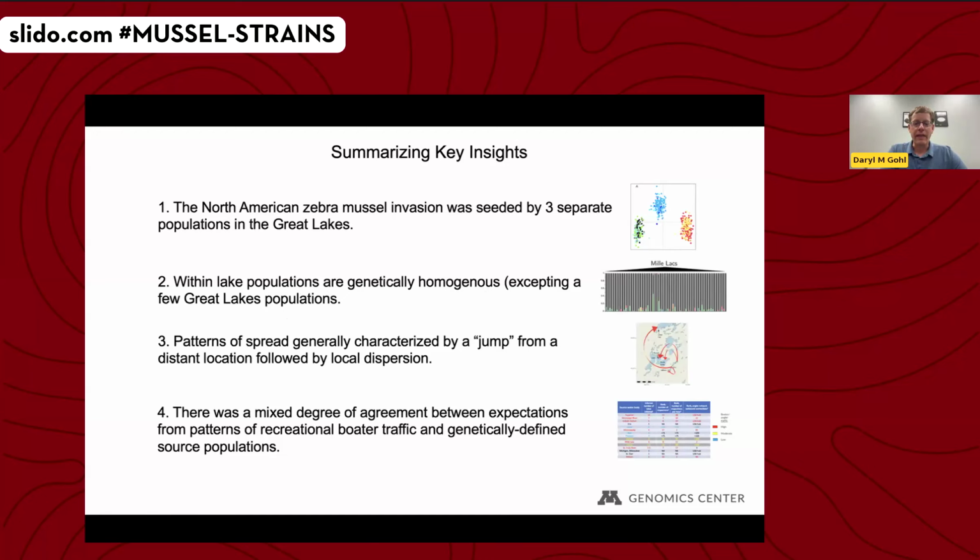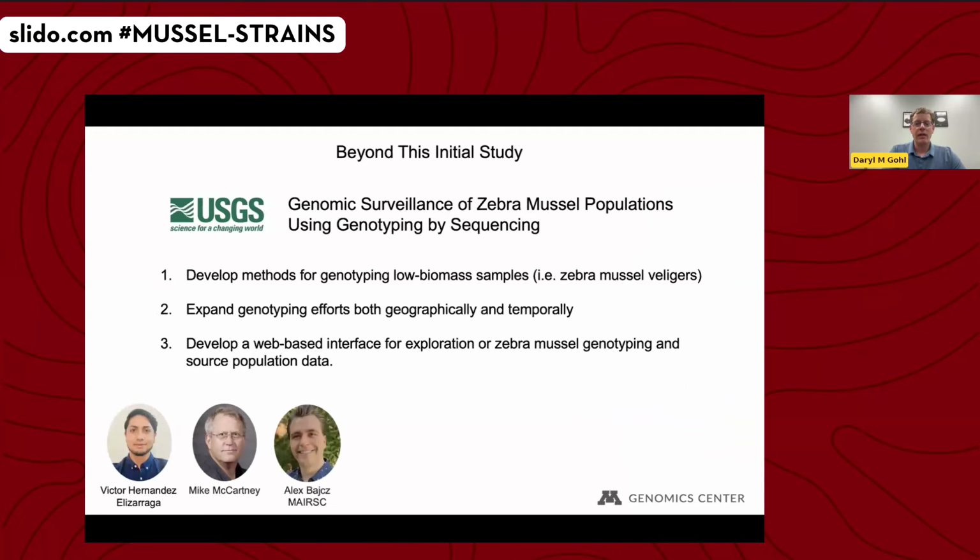The patterns of spread are generally characterized by a jump from a distant location, followed by a lot of local dispersion. And finally, there's a mixed degree of agreement between what one might expect from patterns of recreational boater traffic and the genetically defined source populations that we were able to characterize. So that sort of summarizes our initial study, and we've now been working to extend on that work.